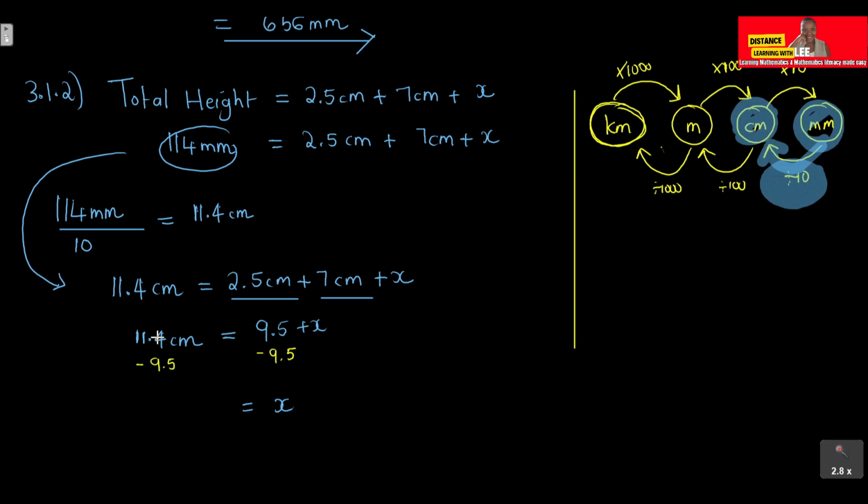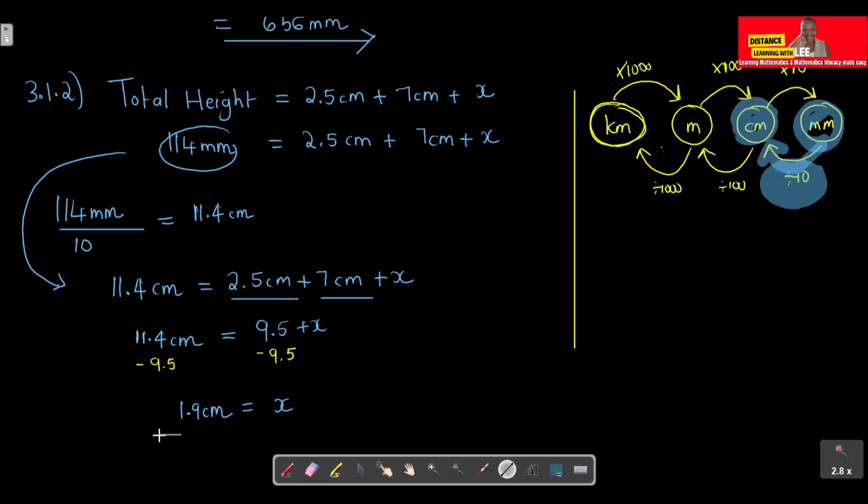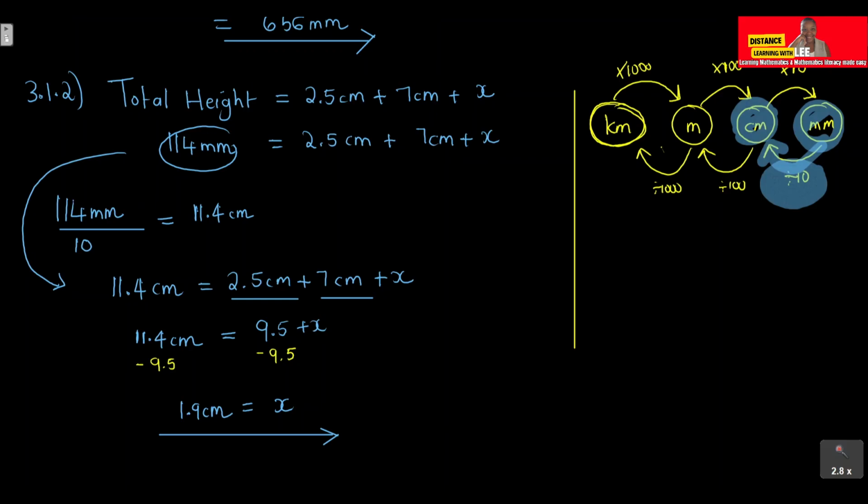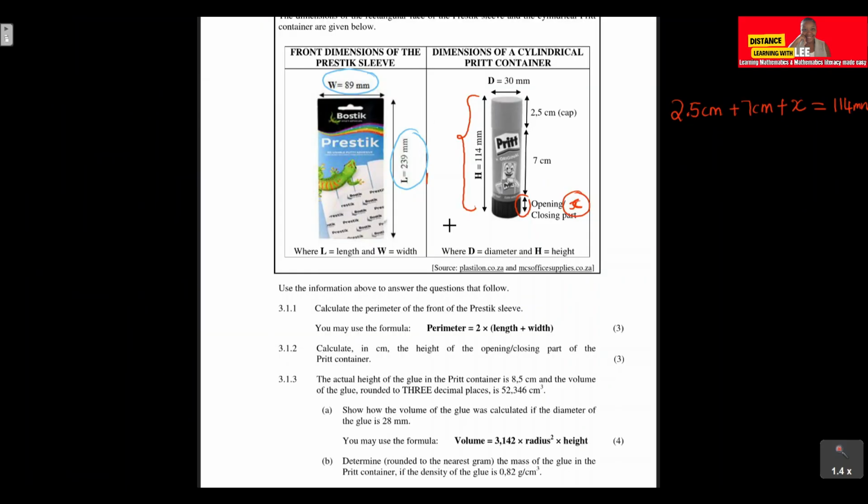So 11.4 minus 9.5 will give you 1.9 centimeters. Okay, so the height of our closing part of our Pret is just equal to 1.9 centimeters. Okay, so that height there is equal to 1.9 centimeters. All right, cool stuff. Let's have a look at the next question.